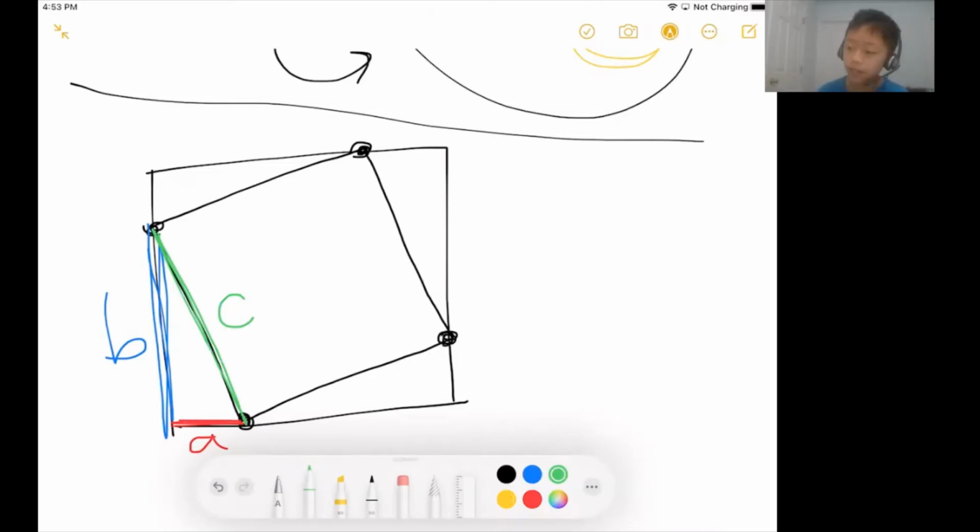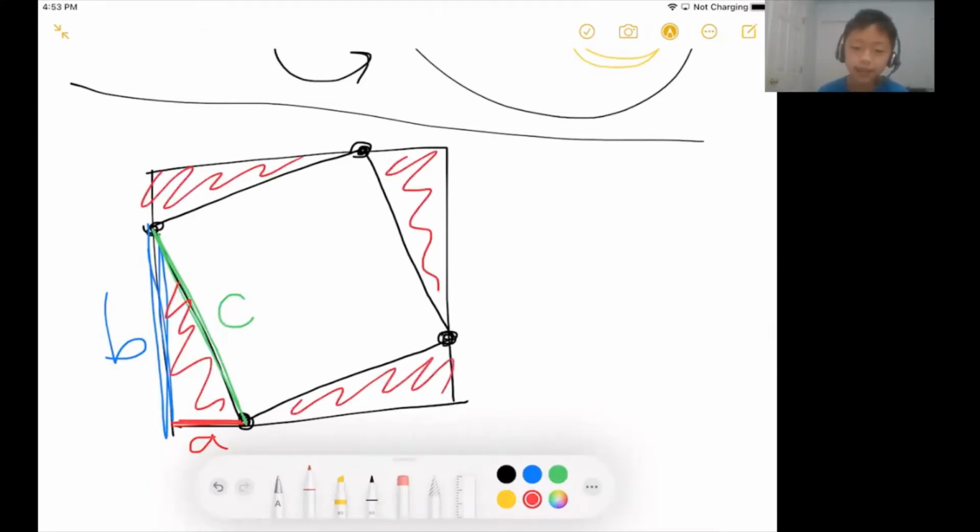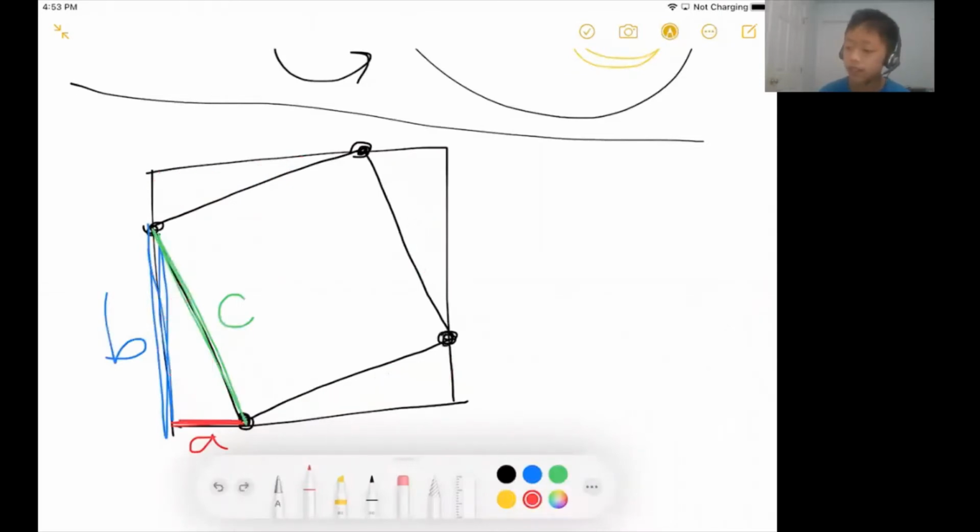So the first thing we should notice is that each of these red triangles is congruent. You can intuitively see that they're the same shape and the same size. But if you wanted to show that rigorously, just know that this big thing out here is a square. So that tells us all of these angles are 90 degrees. And since this inside thing is also a square, we know all of these angles are also 90 degrees.